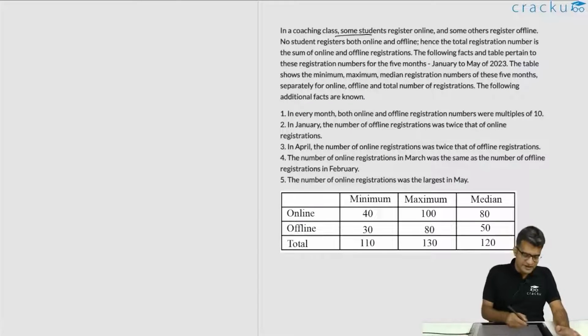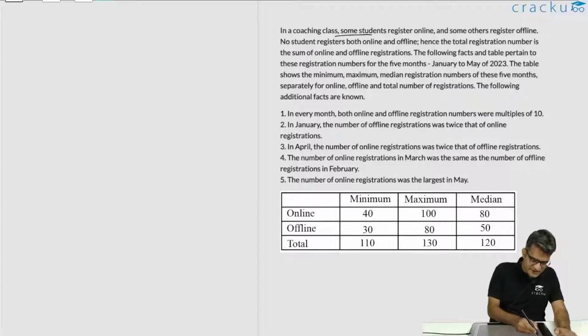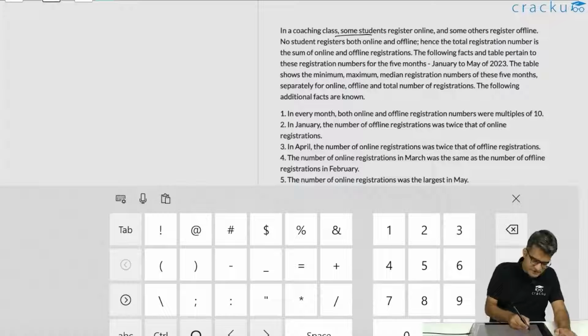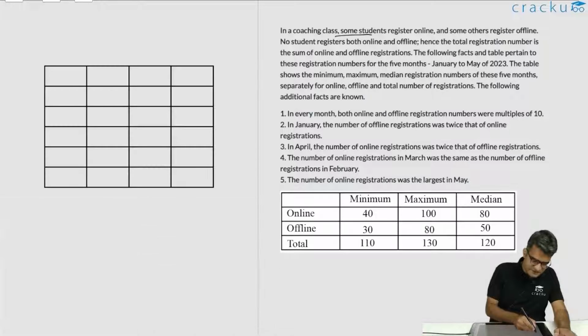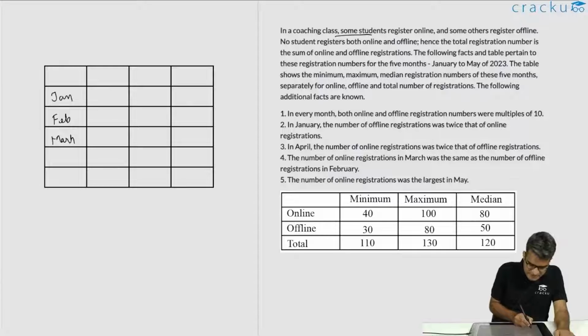So let us first draw a table. The table will look something like this. It will have 5 rows and 4 columns. This is January, this is February, this is March, this is April, and this is May. This is the online registrations, this is the offline registrations, and this is the total.